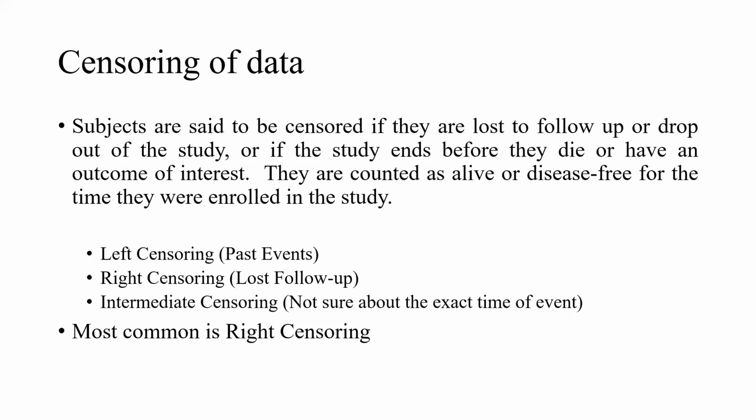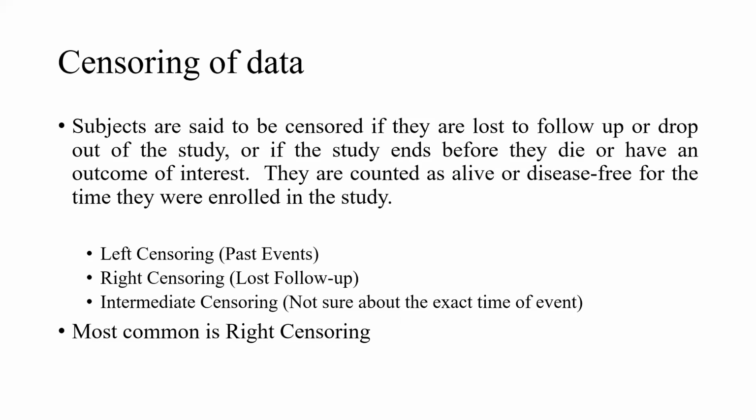So we don't know whether the event happened or not, or sometimes if it is left censoring or intermediate censoring, we know that the event has happened, but we don't know exactly what time it happened. So for example, they are counted as live or disease free for the time we enrolled in the study. So that's the way we use it. There is some sort of unknown in the event factor, but not in the time factor.